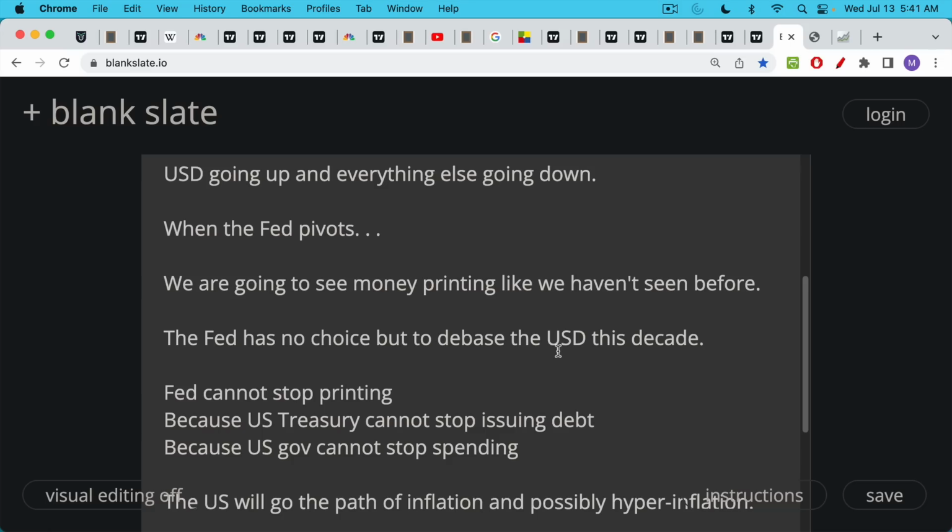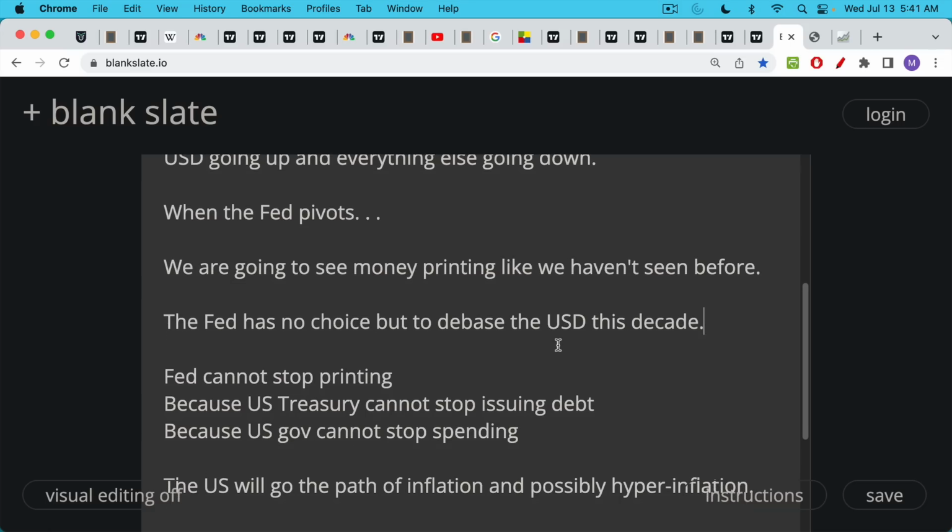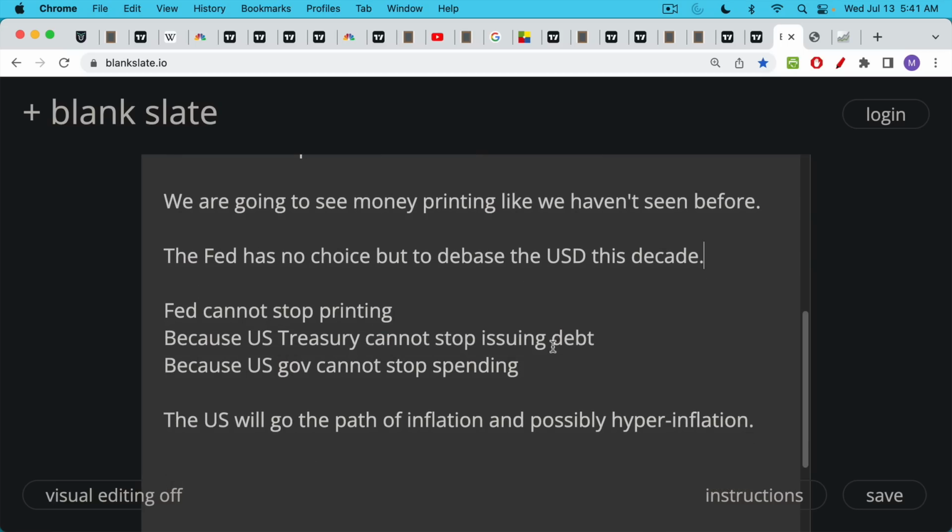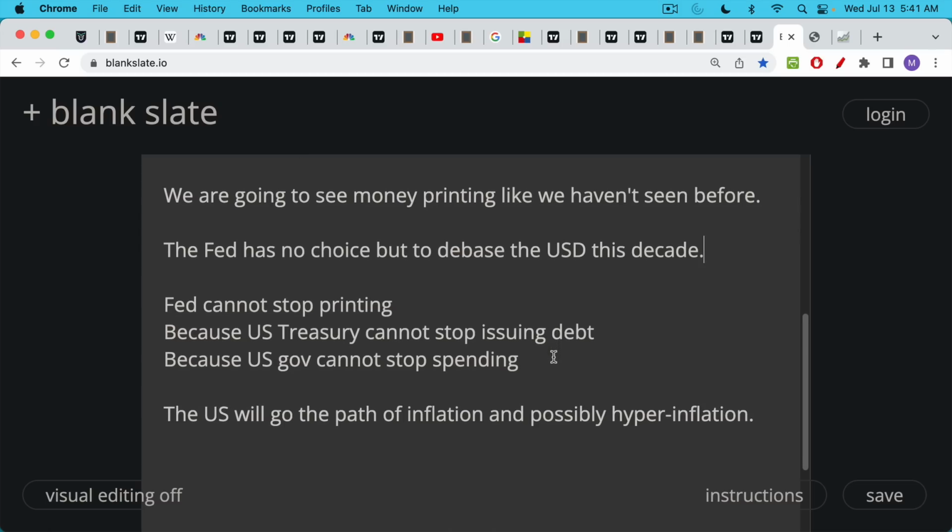The US Treasury can't stop issuing debt because the US government cannot stop spending, and it's unable to raise enough in tax revenues, even if it just started confiscating the wealth of billionaires. This is the fiscal problem that the US has, and this is the reason the central bank is going to need to print for the rest of this decade to basically monetize US government deficit spending. The US will certainly go the path of inflation and possibly hyperinflation, though we will have these volatile periods where we oscillate between everything contracting when the Fed tightens and then everything expanding again when the Fed starts the money printers.